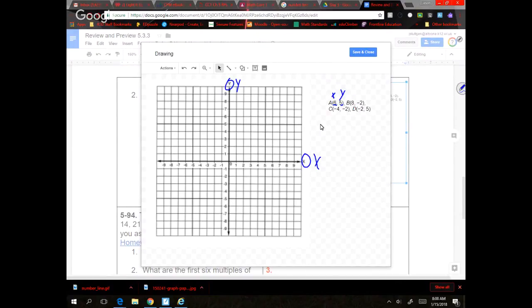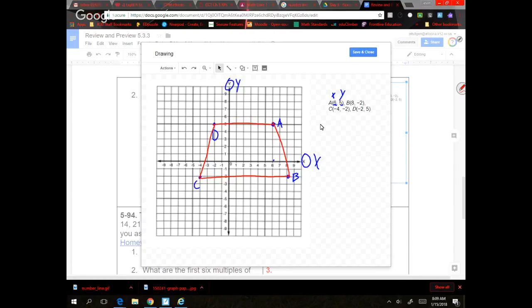So I go over 6, then up 5, and put a point there, and I'll label that A. Then I'll go B, which is 8, -2, and that is B. Then C is -4, -2, and that's C. And then D is -2, 5, and that is D. So if I connect these, my shape is a nice trapezoid.